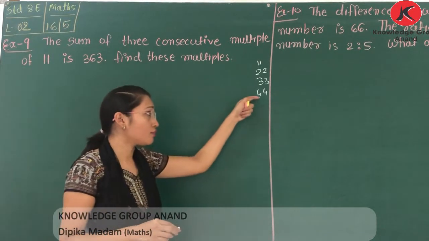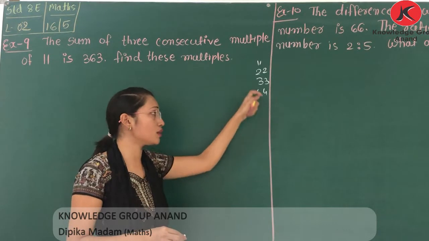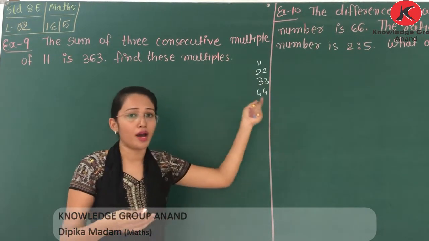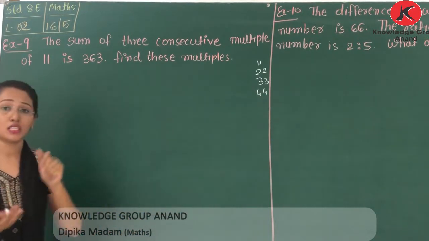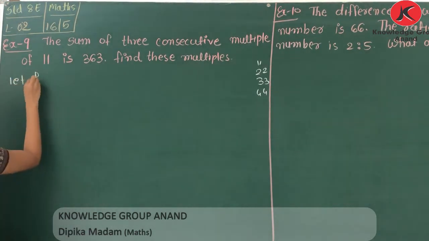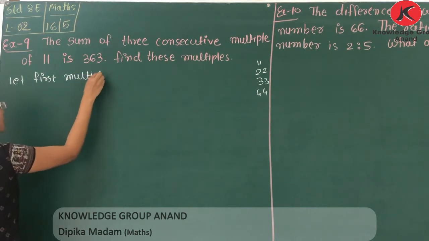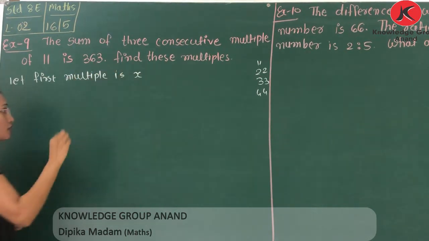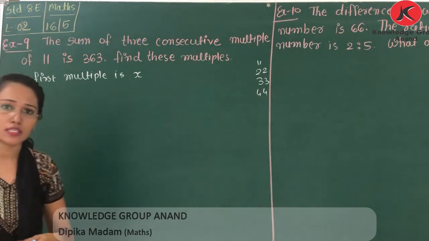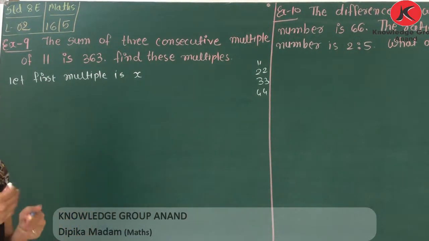But what are we doing to 33 to get 44? We are adding 11 to every previous number, but here in the question the first number is not given. So let the first multiple be x. To get the next multiple, what are we doing? x plus 11, we are adding 11 to the previous one.